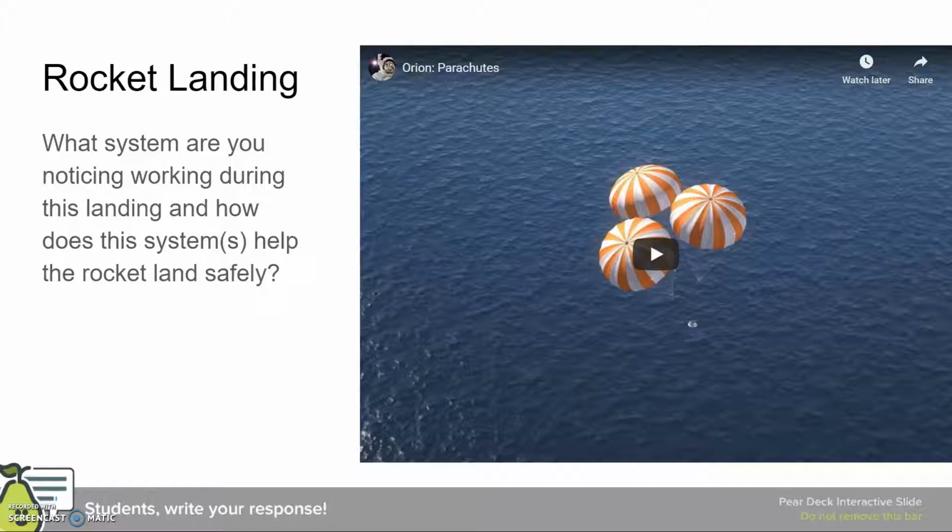What system are you noticing working during this landing, and how does the system help the rocket land safely in the Edpuzzle that you're watching? So this question is going to come at the end of this video. You're going to have to transcribe your thoughts into there.